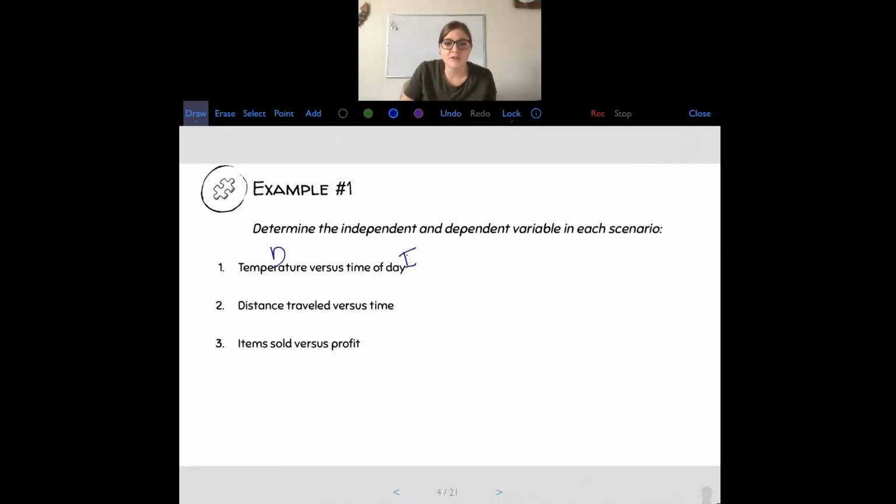Number 2, distance traveled versus time. Does distance depend on time, or time depend on distance? Distance depends on time. So again, time would be our independent variable and distance is our dependent variable. Number 3, items sold versus profit. Does our items sold depend on the profit, or does the profit depend on items sold? Profit depends on items sold. So profit is our dependent variable, items sold is our independent variable.